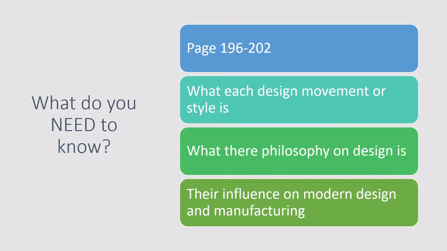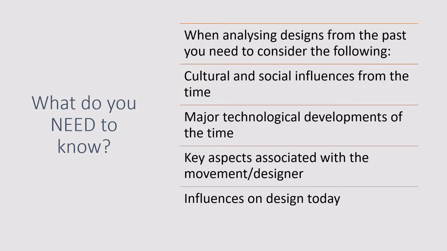What you need to know is what their style is, what their design philosophy or belief is, and then what influence they have had on modern day society. If you have a copy of the AQA textbook, it is on pages 196 to 202. You need to know who they are, what the most famous designs are, similar to designers and their work, but also what influence they've had on the times, changes in major developments in technology, and key aspects associated with the designers that work with them.